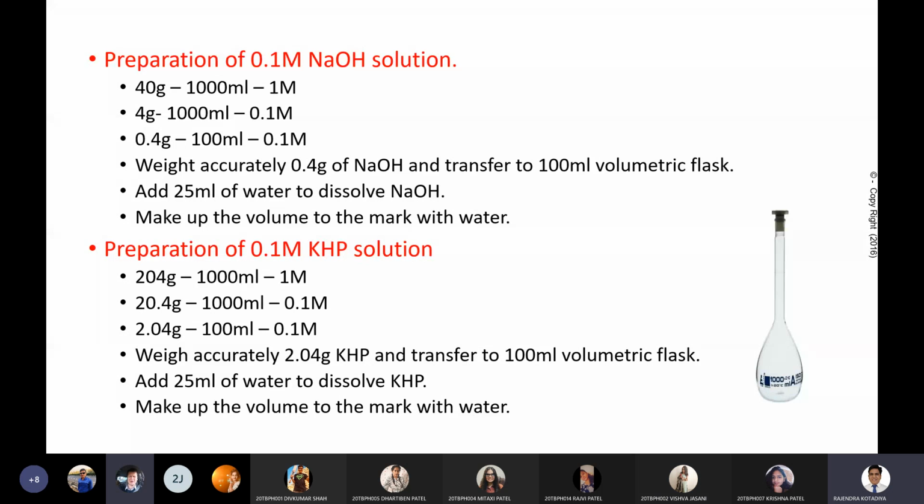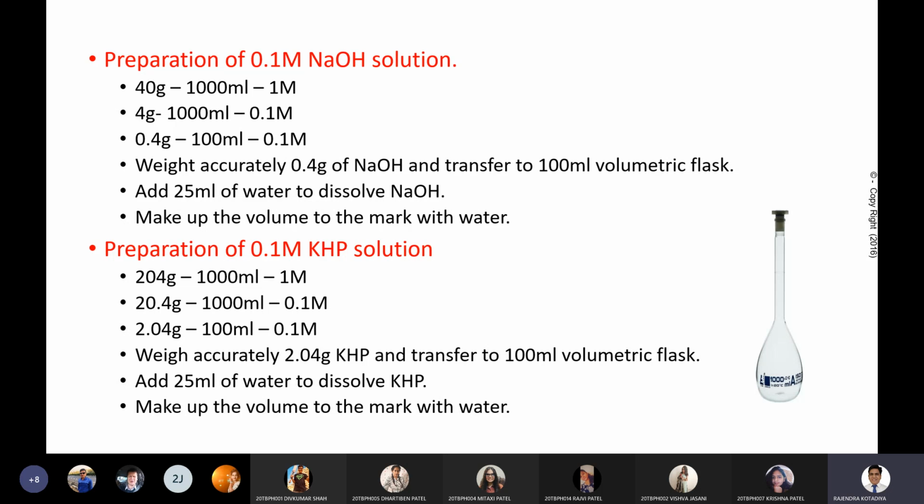Okay. So we are preparing 0.1 molar KHP solution. For the preparation, very similar to NaOH, we'll take 2.04 gram KHP, transfer it to a 100 ml volumetric flask. Then we'll add a few ml of water, say 25 ml, to dissolve KHP and then make up the volume to the mark with water. So at this point, we have two solutions: one is NaOH, that is 0.1 molar, and 0.1 molar KHP solution as well.